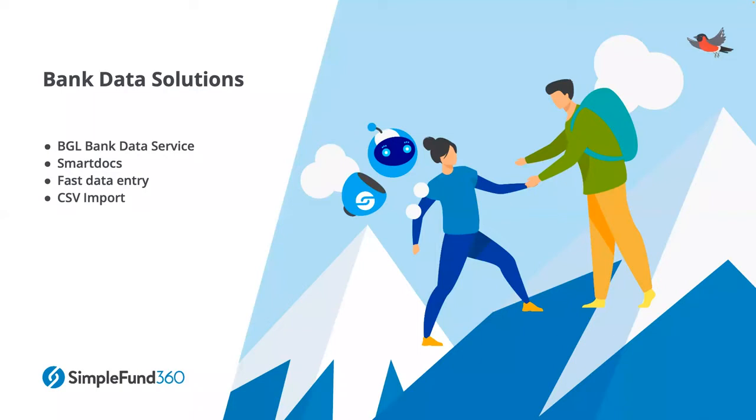As you can see, there's a list of the solutions that we're covering today. We're going to cover things like the BGL Bank Data Service, Smart Docs, fast data entry, and CSV imports. So, different features that you have available in Simple Fund 360 that you can utilize, and we'll talk about them in a bit more detail a little bit later.